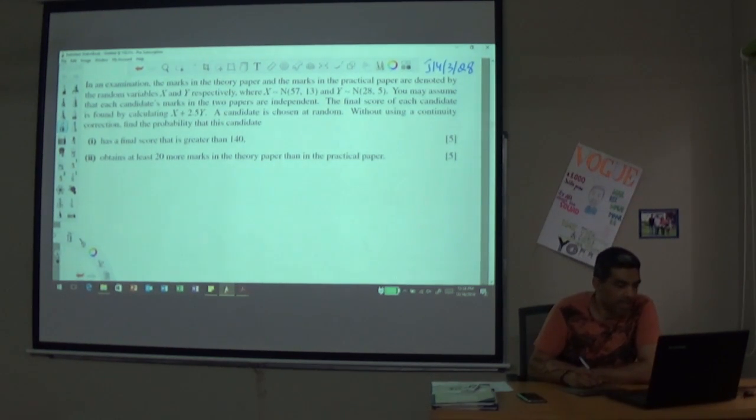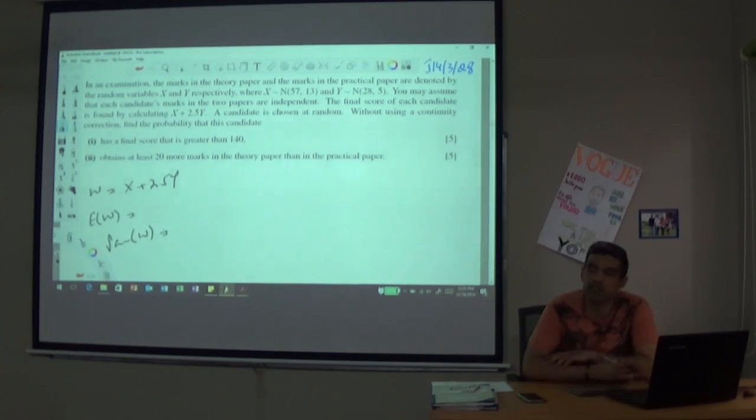So X plus 2.5Y becomes a new random variable. Let's call that random variable W. So W is X plus 2.5 times Y. What do you think is the expected value of W? Or what do you think is the variance of W?